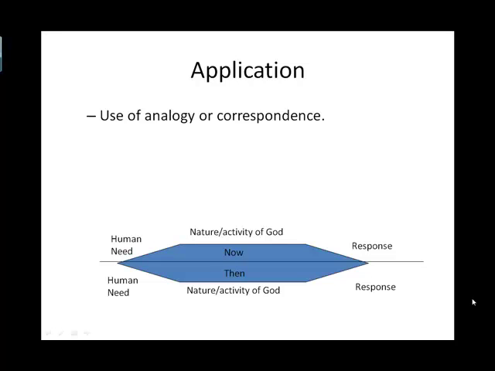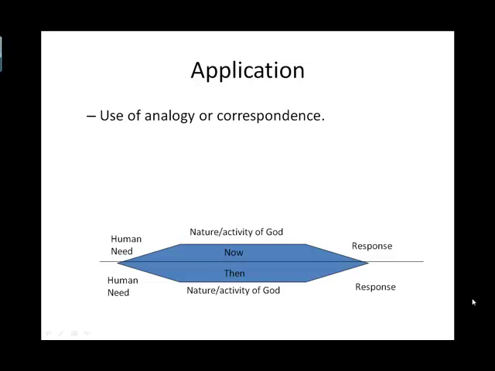And basically, again, it's through this use of analogy or correspondence. You'll notice in the chart, it's trying to picture human need, and we share human need. We share the problem of sin, the problem of forgiveness, the problem of restitution when things are stolen, or restoration when things are broken. And so we have human need then, and we have human need now.